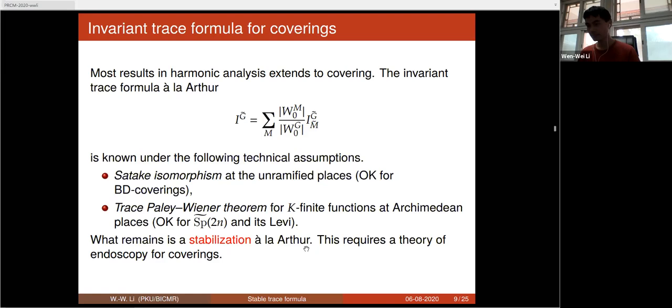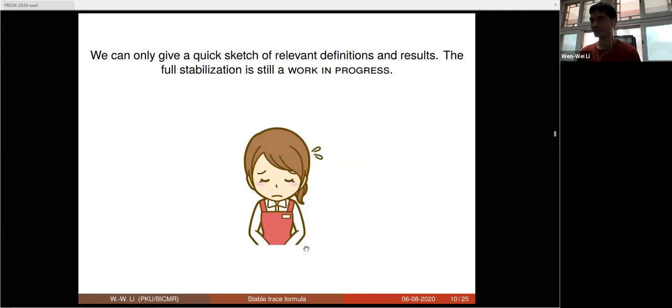Let me take a quick overview of the theory of endoscopy. But it's a really quick overview because I don't have that much time and it's too technical. And by the way, many key results I stated are just work in progress or ideas. So it means I have to write down the complete proof. I hope to finish this as soon as possible. So I apologize for this.